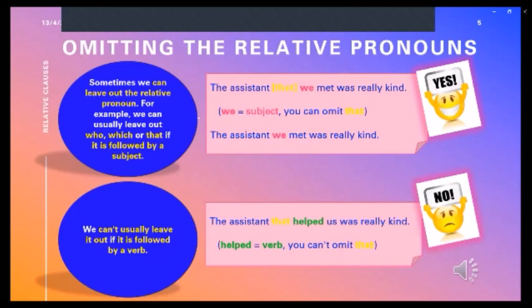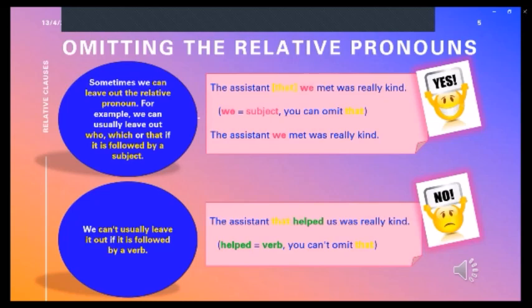Finally, we are going to check the cases when we can omit or not the relative pronouns. Sometimes we can leave out the relative pronoun. For example, we can usually leave out who, which, or that if it is followed by a subject. For example, the assistant that we met was really kind, where we is the subject, so you can omit that. Then we get, the assistant we met was really kind.